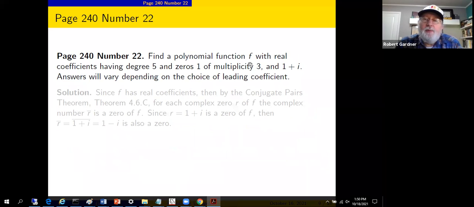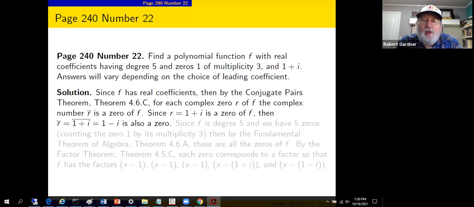Number 22, find a polynomial function f with real coefficients having degree 5 and the zeros 1 of multiplicity 3 and 1 plus i. Answers will vary depending on the choice of the leading coefficient. Okay. All right. f has real coefficients, conjugate pairs theorem. Same argument as in the previous example. For any complex zero r of f, r bar, our conjugate, is also a zero of f. Well, we were told 1 plus i, let's denote that as r, is a zero of f. So its conjugate, 1 minus i, is also a zero.